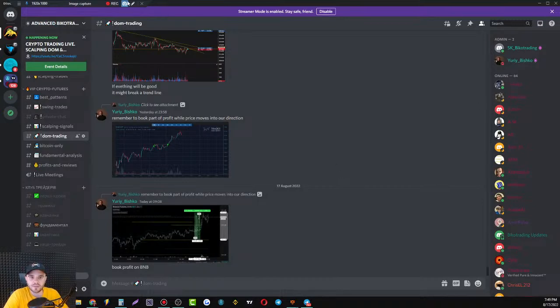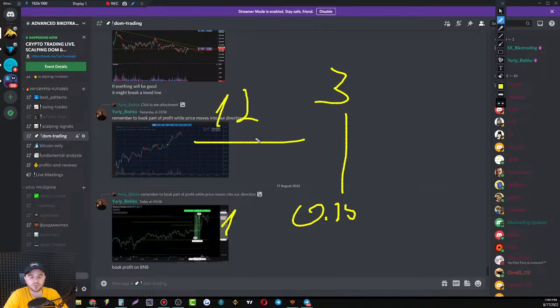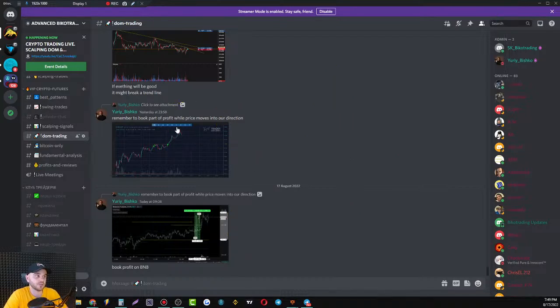And with a stop loss of 0.25 and 3%, it is approximately 1 to 12 risk reward. Yes, you will book by parts before price reaches that, but even if you take 1 to 6, it's still a huge profit. It's really huge profit.